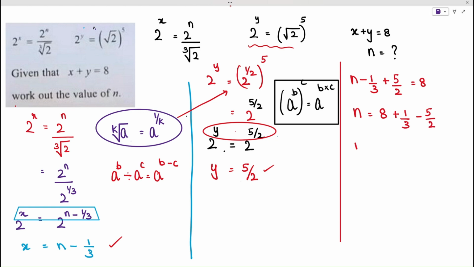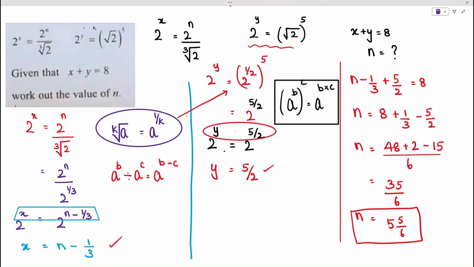And now what we're going to do is put all of our integer values and all of our fractions under the same base of 6 in our fraction. So 8 times 6 is 48, so we have 48 plus 2 times 1, which is 2, minus 5 times 3, which is 15. So this gives us n is equal to 35 over 6, and we can simplify this down into n is equal to 5 and 5 over 6 as a mixed number. And this is our value of n.